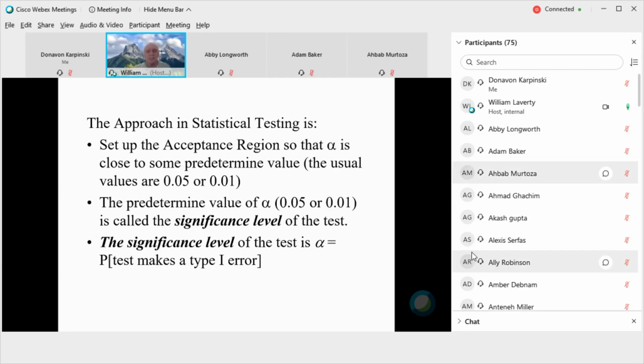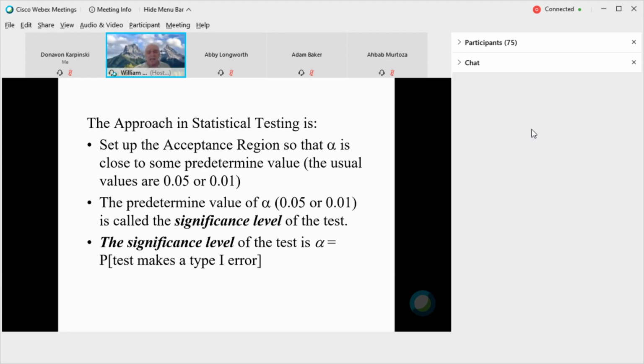The approach in statistical testing is to set up the acceptance region so that the probability of alpha is some small value. 0.05 or 0.01 are usually the chosen values. The predetermined value of alpha, 0.05 or 0.01, is called the significance level of the test. It's the probability that the test makes a type 1 error.